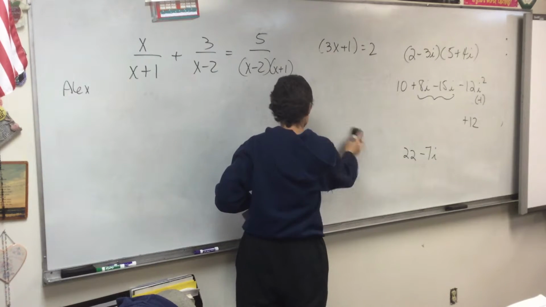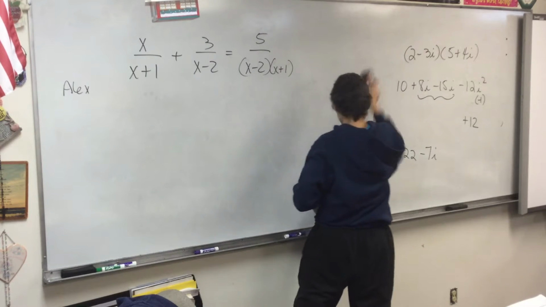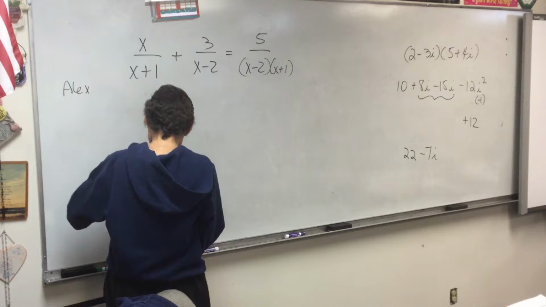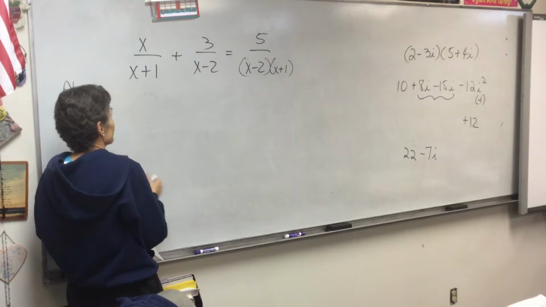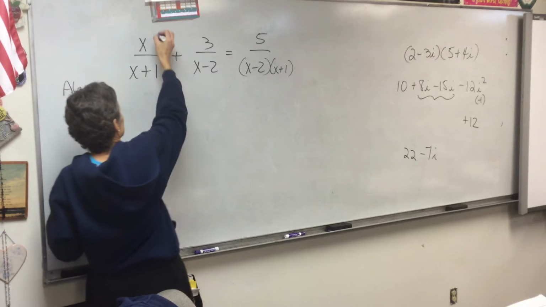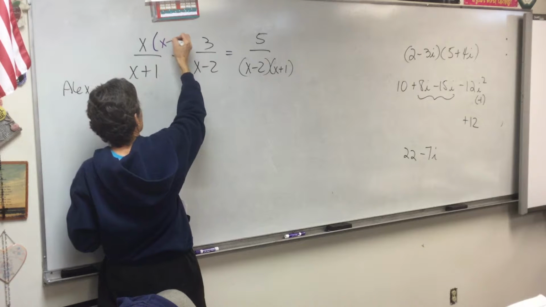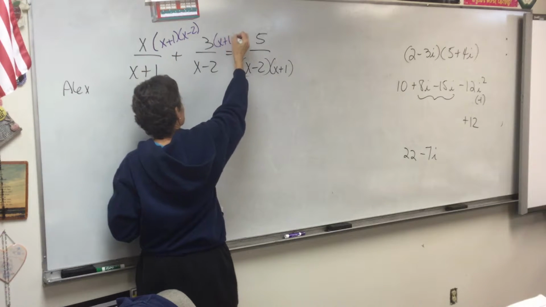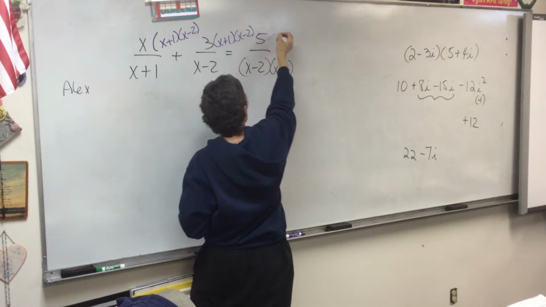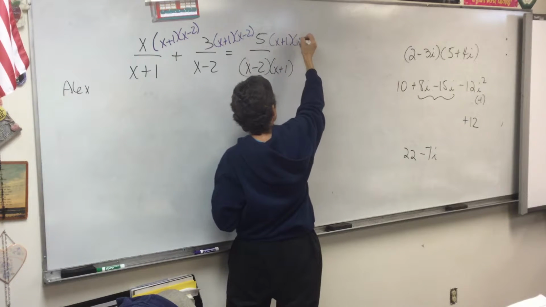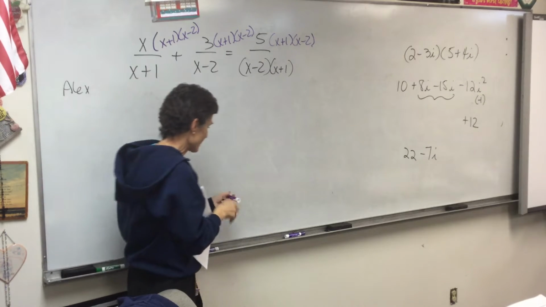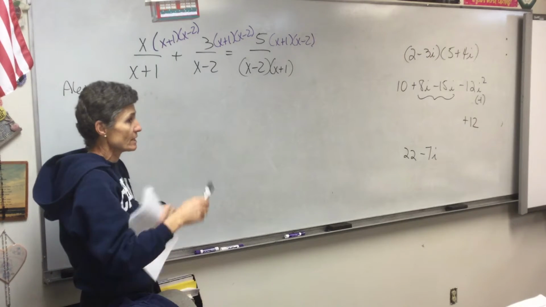Now, I do not like all these fractions. It makes it seem like it's a very hard problem. So I'm going to get rid of the fractions. And I'm going to get rid of them by multiplying everything by x plus 1, x minus 2. Now, some of you don't want to take the time to write that down. That's your prerogative. I'm going to write it down every time.